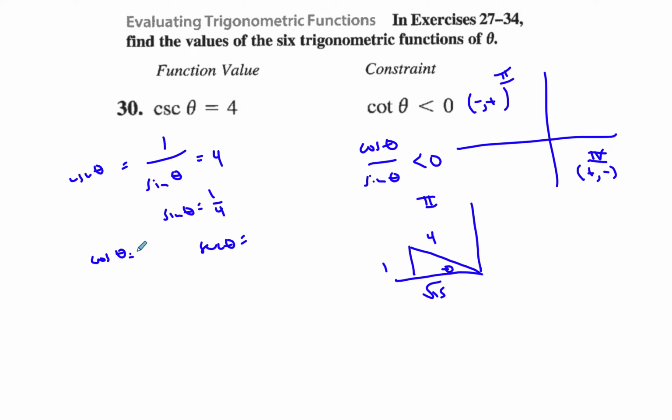So it's going to be root 15 over 4, which means we take the reciprocal. This is going to be 4 root 15 over 15. And then we take the tangent, which is going to be the opposite over adjacent, which is 1 over root 15, rationalized, root 15 over 15. And then the cotangent, of course, would be the adjacent over the opposite, the reciprocal, right? Would just be the square root of 15.